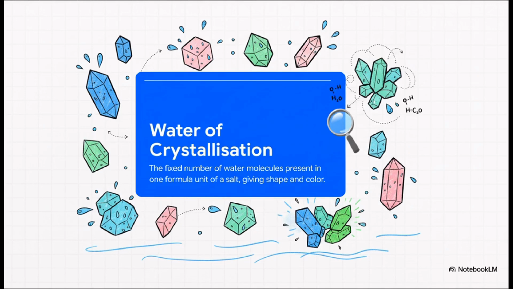This is a fixed number of water molecules that get locked right into the salt's crystal structure as it forms. This hidden water is actually what gives many crystals their specific shape, and even their cool colors.